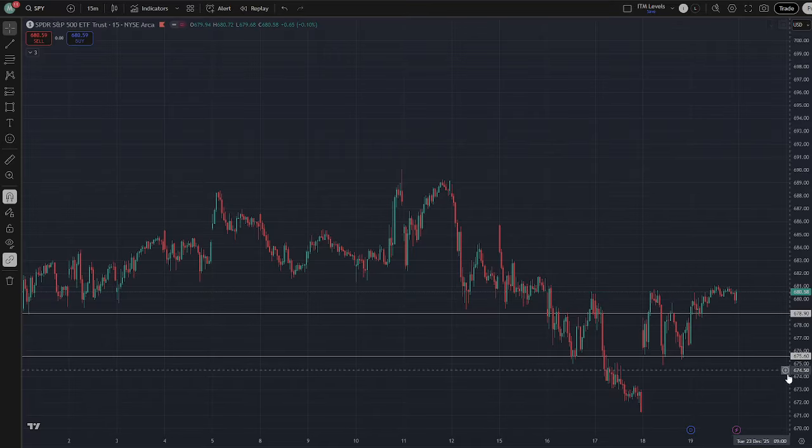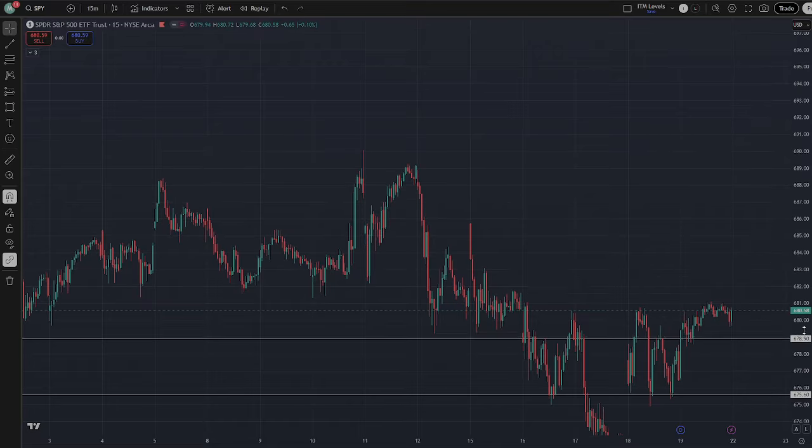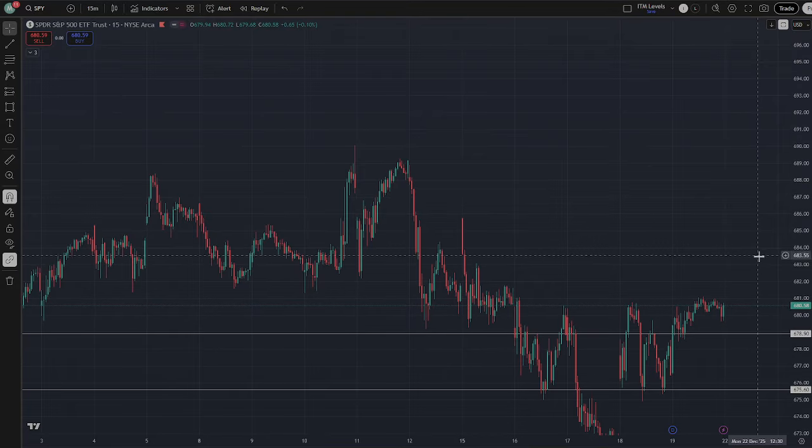But so far, above 675.60, we get the move back up to 678.90. Below 678.90, most likely we get the move back down to 675.60. Above 678.90, we're looking at around.